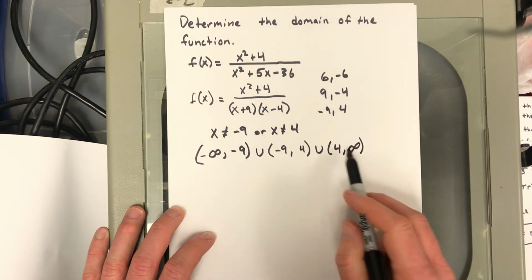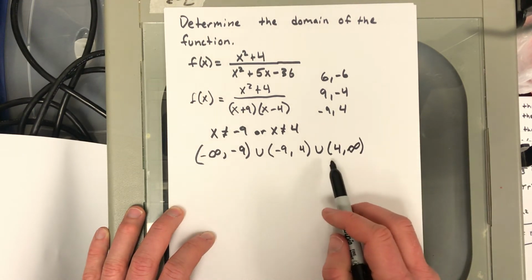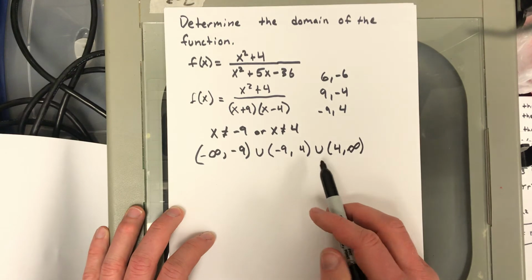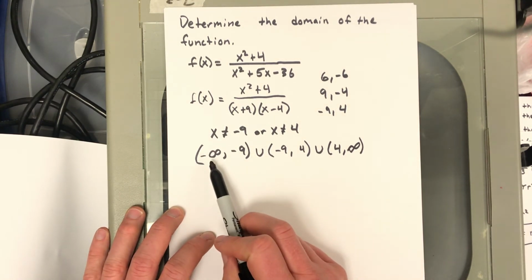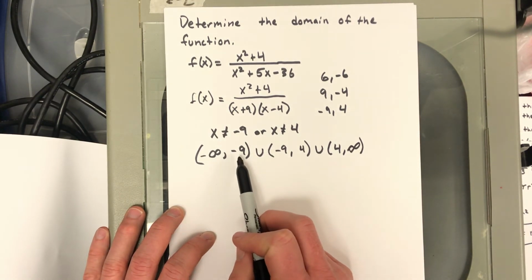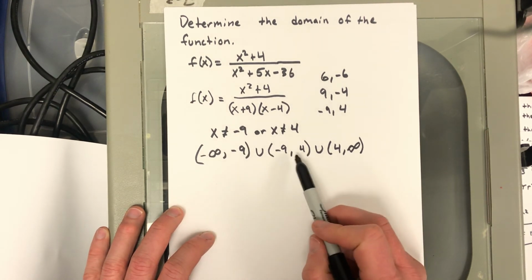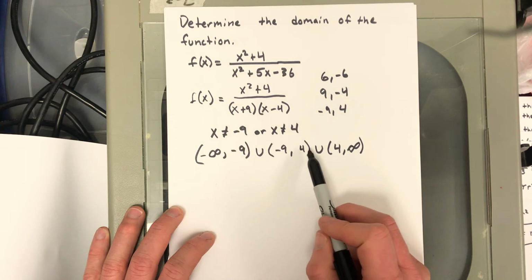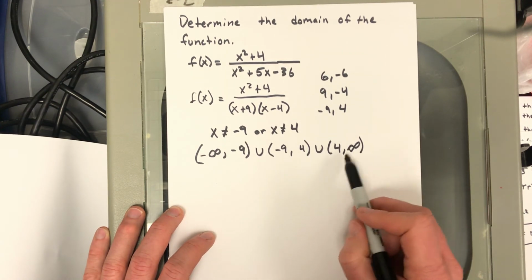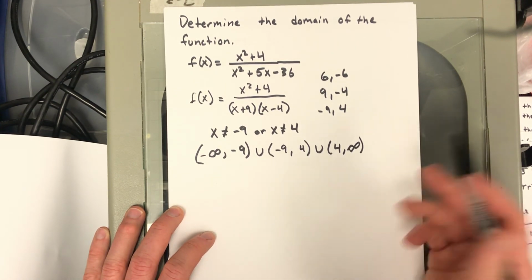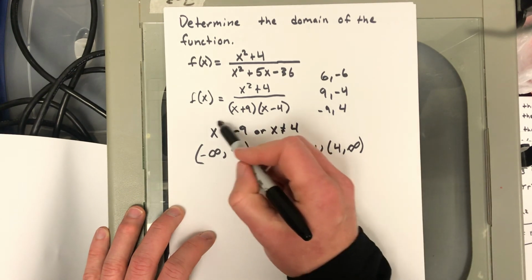So this is a little bit more complicated interval notation than what you guys have seen before, but this is saying all the numbers between negative infinity and negative 9 will work, but not negative 9, because I remember I put the parentheses there. And then all the numbers between negative 9 and 4 work, but not 4. And all the numbers from 4 to infinity work, but not 4. So that should make some perfect sense to you. Here's our answers right here.